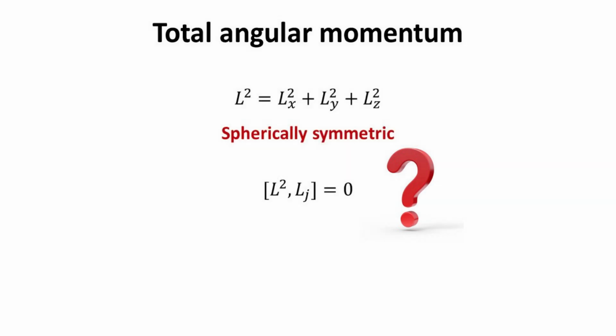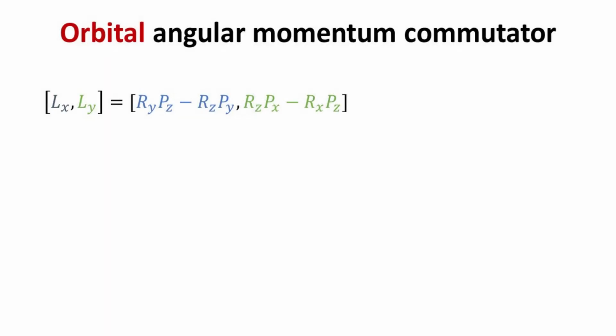Since L square is spherically symmetric, we do not expect the commutation to differ for the different components. But first, we need to work out the commutator between different angular momentum components. Let's consider the commutator of Lx and Ly.